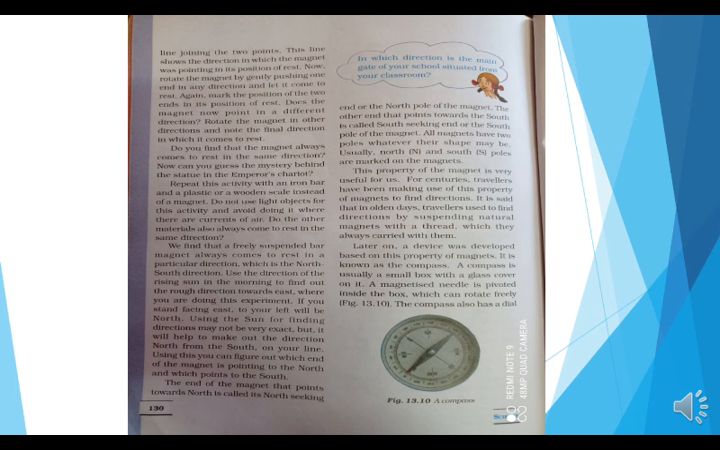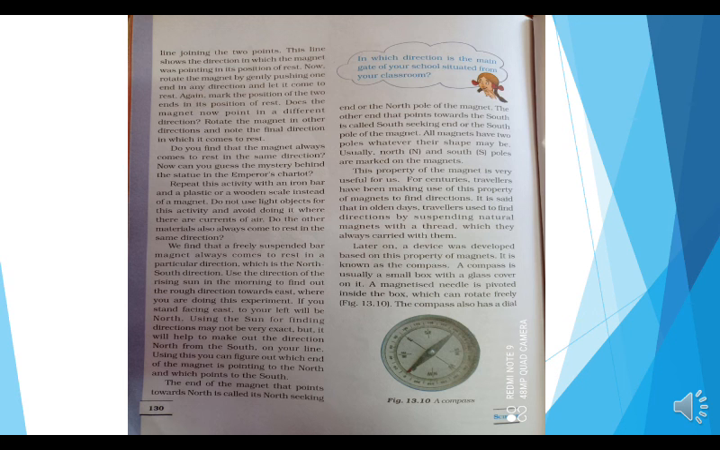Now do this activity in other directions also, by rotating the magnet in other directions. What will you see? You will see that the bar magnet will always point in a particular direction. Now, do you find that the magnet always comes to rest in the same direction? Now can you guess the mystery behind the statue of the Emperor's chariot?